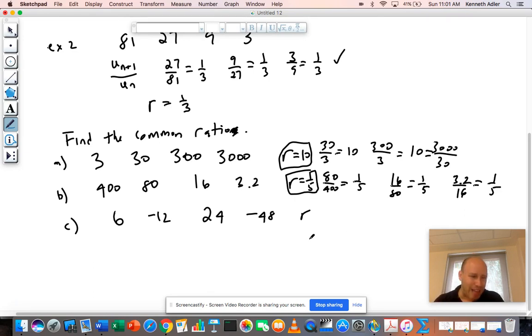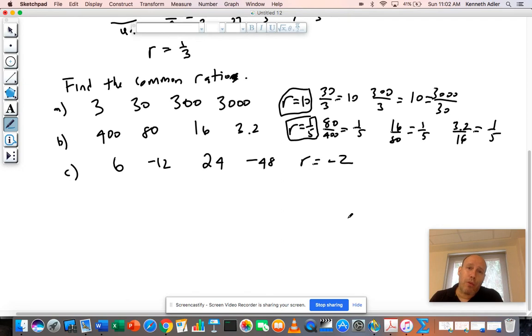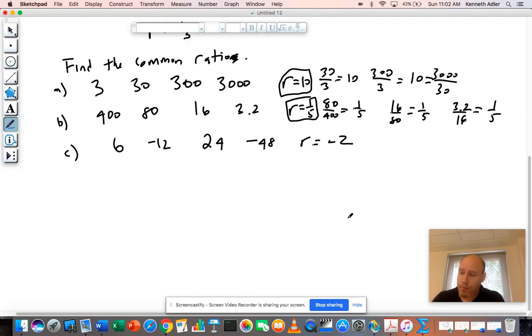Now, what's going on with this last one? Okay, well, you kind of have an idea, but now there are negatives introduced. Same idea. Go to your calculator, or some of you are saying, Mr. Adler, we get it. We know it's doubling, but it's switching from negative to positive. So I know by inspection it's -2. If you want to test it out, do -12 divided by 6, 24 divided by -12, and then -48 divided by 24. That gives you your common ratio. Let's move on. Now, in the book, they're going to refer to something as a general term.